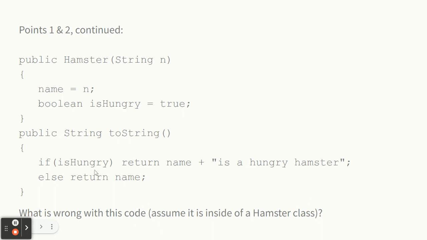So if you wanted to have a variable isHungry that was available to everyone, you'd have to declare it at the very top, private boolean isHungry.